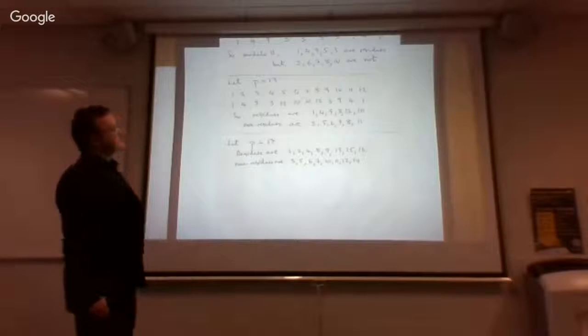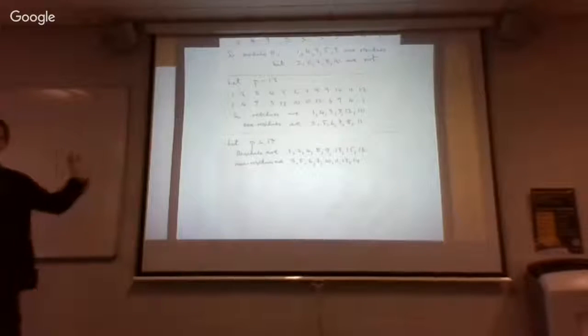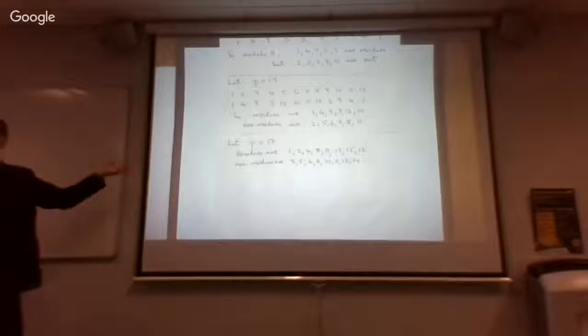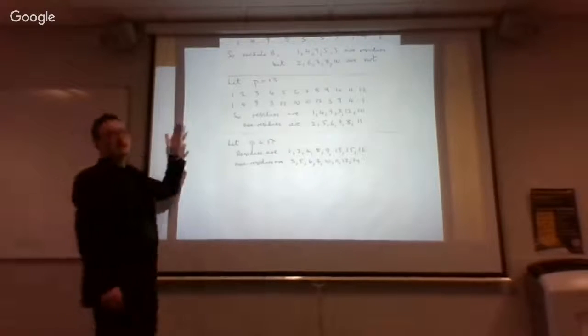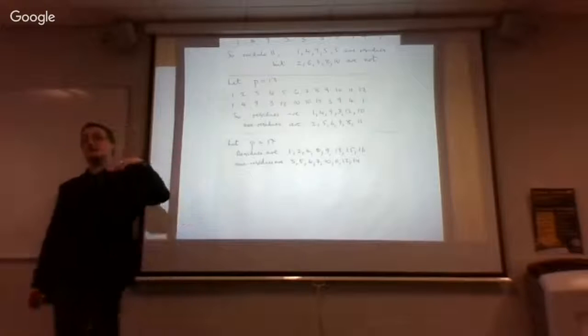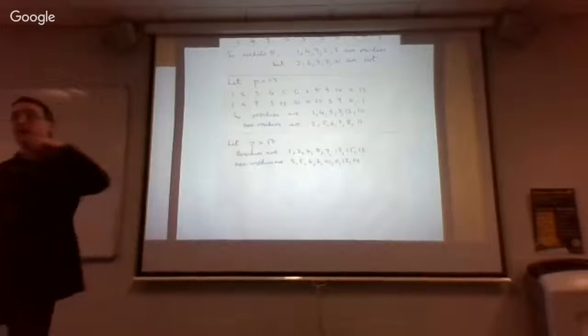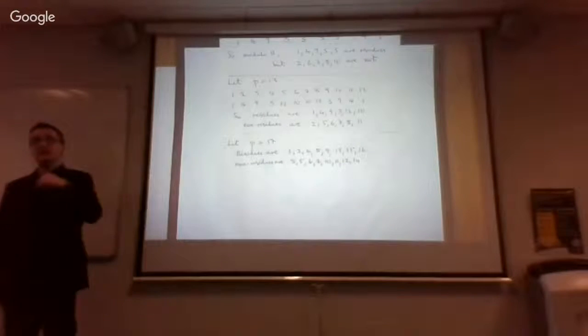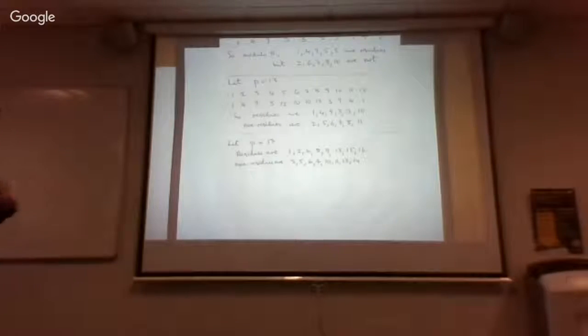So our initial investigations throw up a few things. First of all, we always see half and half. So we'd be ready to conjecture now, or to start to believe it, or start to very strongly suspect that modulo any prime, half of the congruence classes are going to be square, are going to be residues. Half of them are going to be non-residues.